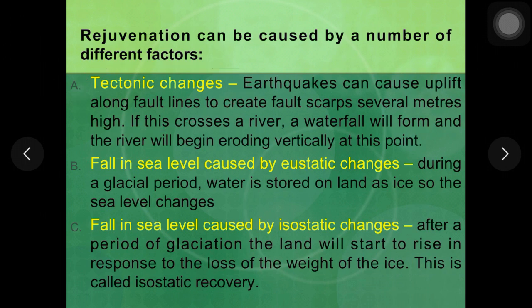If the land is uplifted with respect to the mean sea level, the river will start eroding its own channel to achieve the new graded profile. Or if there is fall in sea level by eustatic changes, or if there is fall in sea level due to isostatic changes, or if there is rise in the sea level.